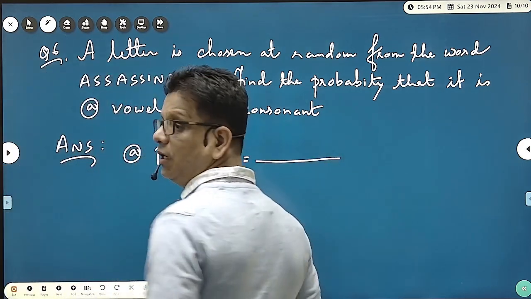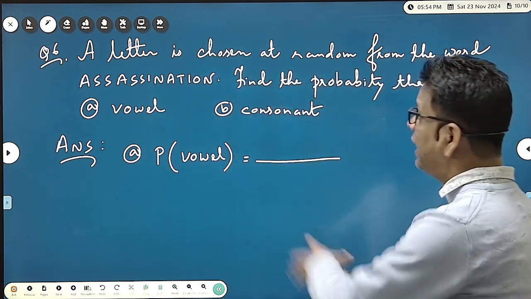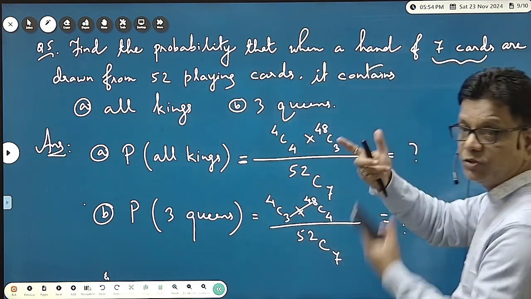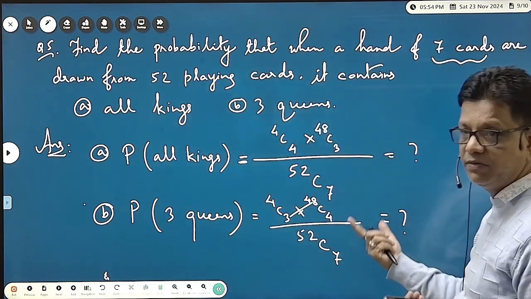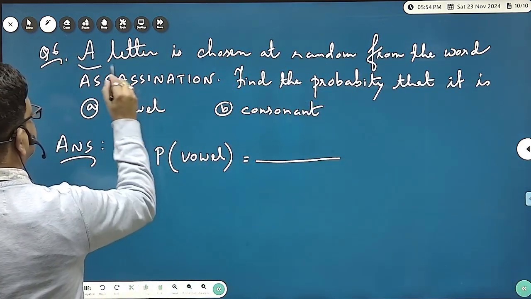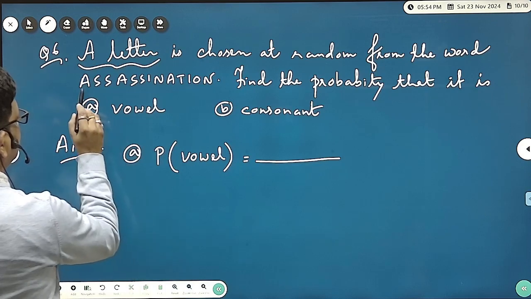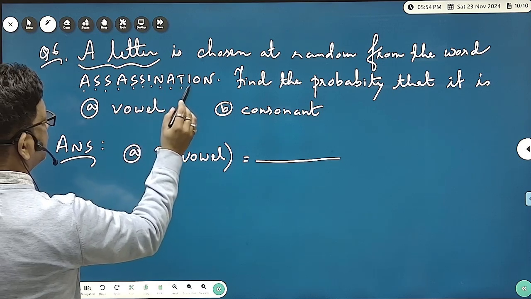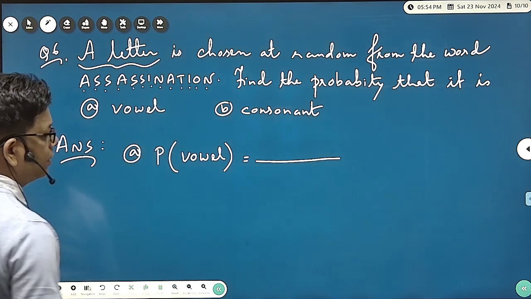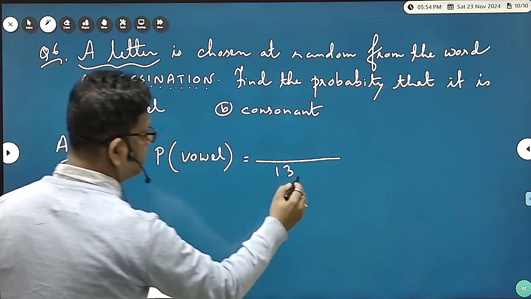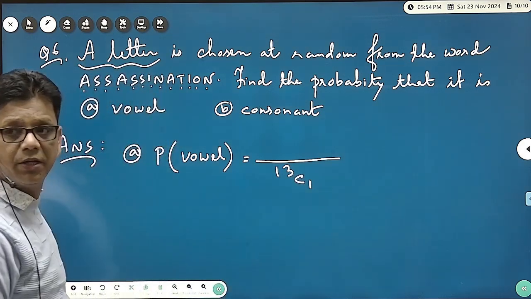Yes. Total in how many ways? See, a letter is chosen. In the last question, 7 cards were taken, so it was 52C7 or whatever. Now, only one letter is chosen. Out of how many? 1, 2, 3, 4, 5, 6, 7, 8, 9, 10, 11, 12, 13. Am I correct? So from 13, how many are to be chosen? 13C1. Is it okay? 13C1.